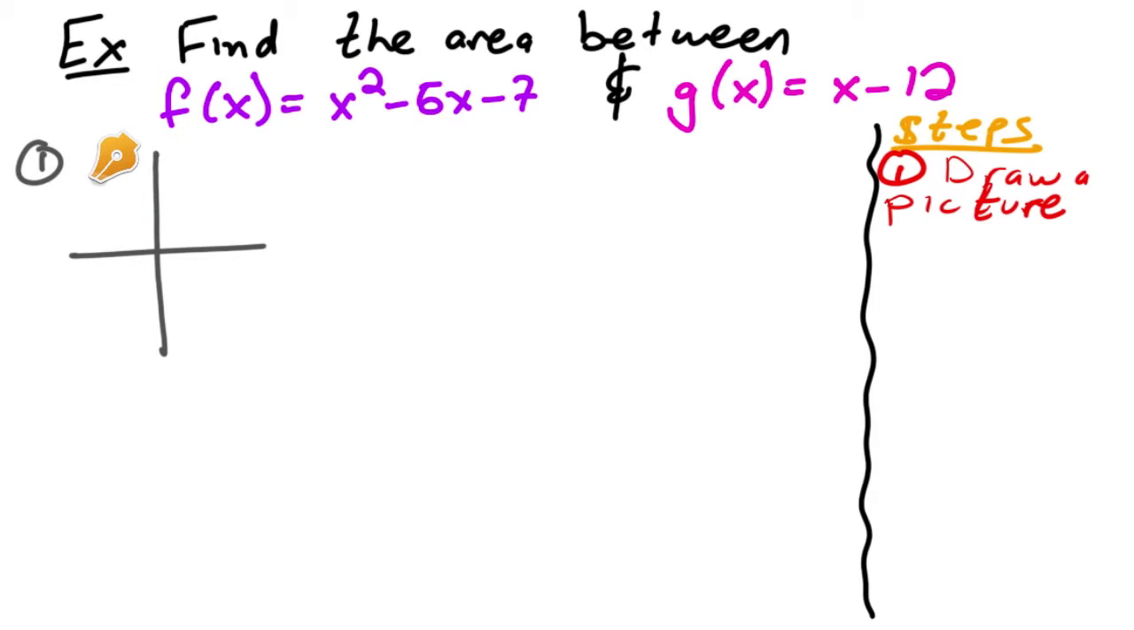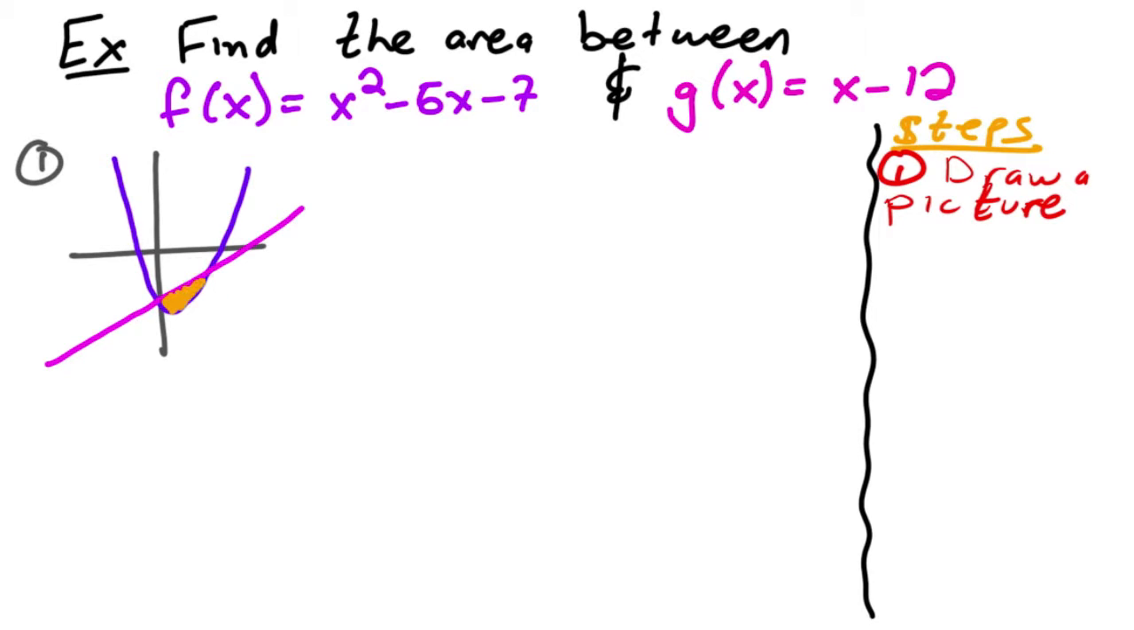So here, if I draw a rough sketch, I would have f of x, which looks like this, and then x minus 12 is going to look like that. So the area between these two is going to be right here. So this is what I'm looking for, that area right there.